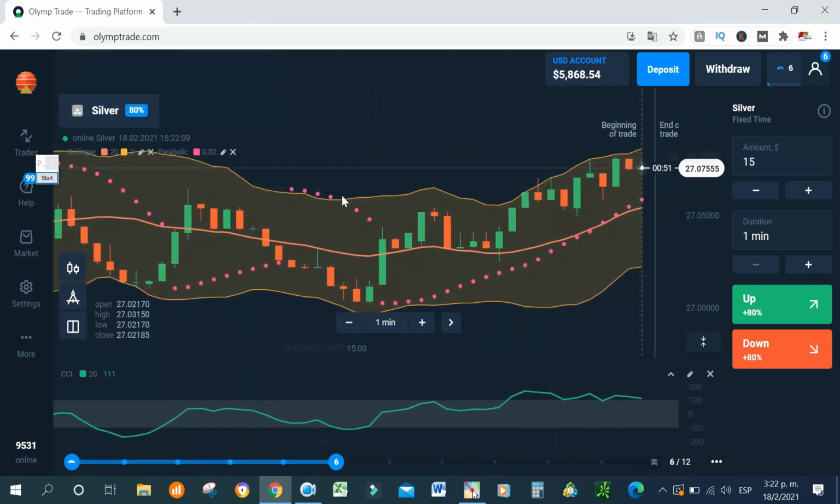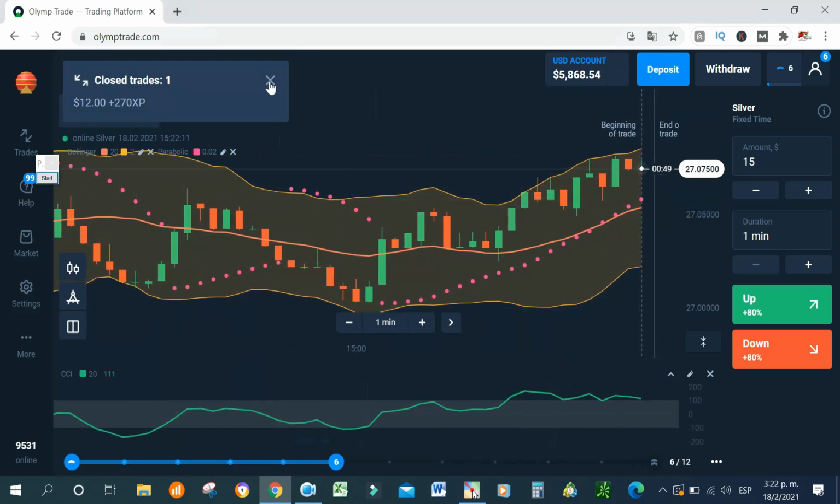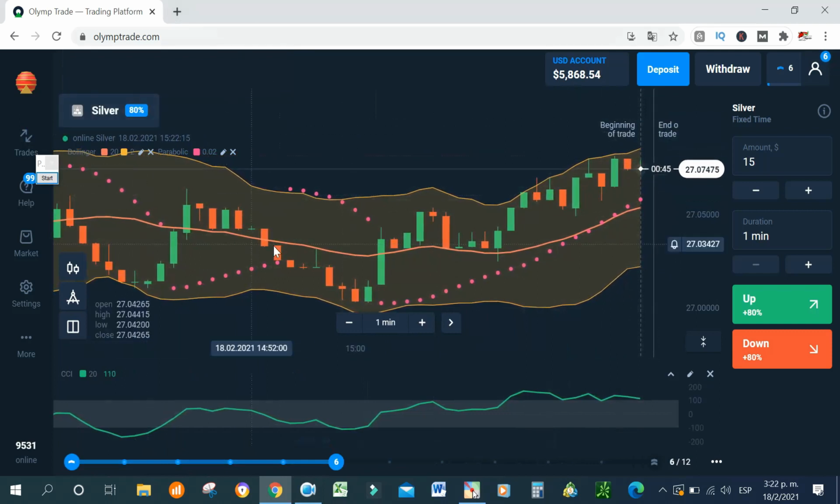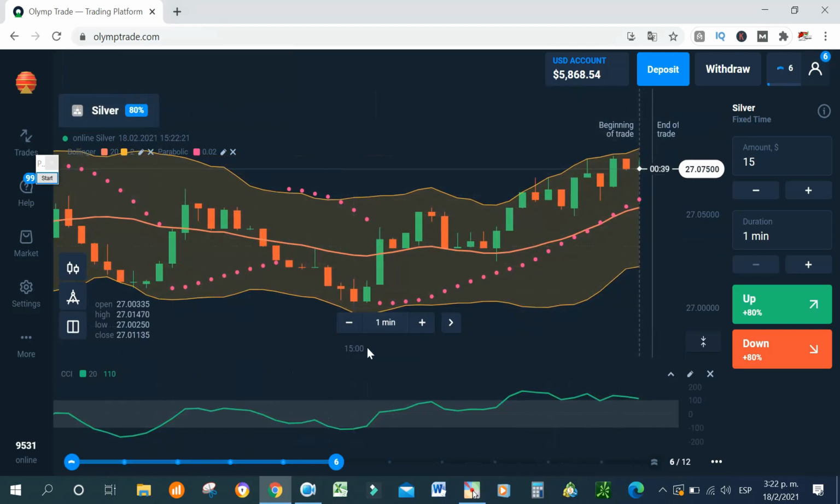Guys, that's it for today. I hope you like it. This is a very good way to trade silver in options. Applying this trading strategy is very simple.